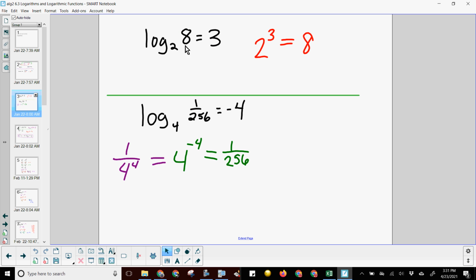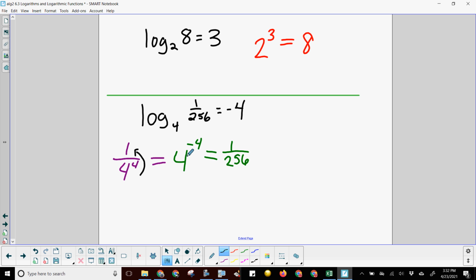So switching from log form to exponent form, it's base to the y power equals x. So 2 to the third equals 8. Base to the y power equals x. And if you remember, negative exponents come from getting moved from the opposite side of the fraction bar. This comes up to the top, and this positive 4 becomes negative 4. So that's why this and this look about the same, because this is just 4 to the 4th power.